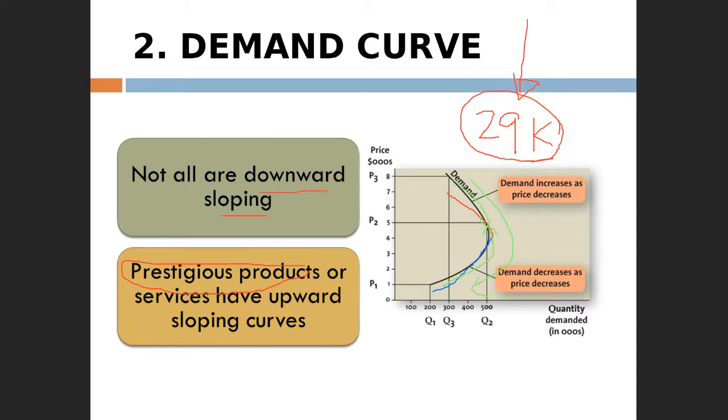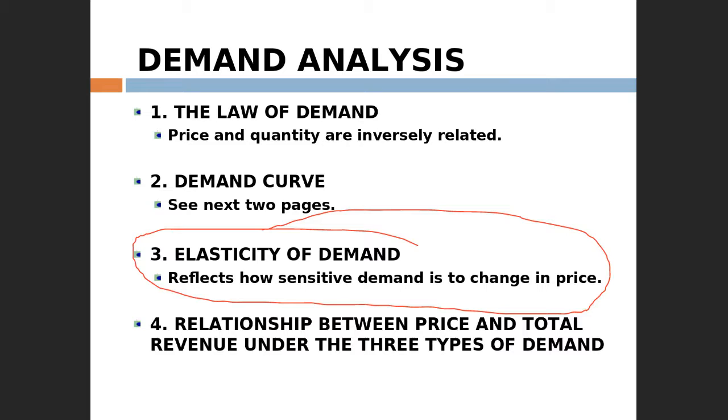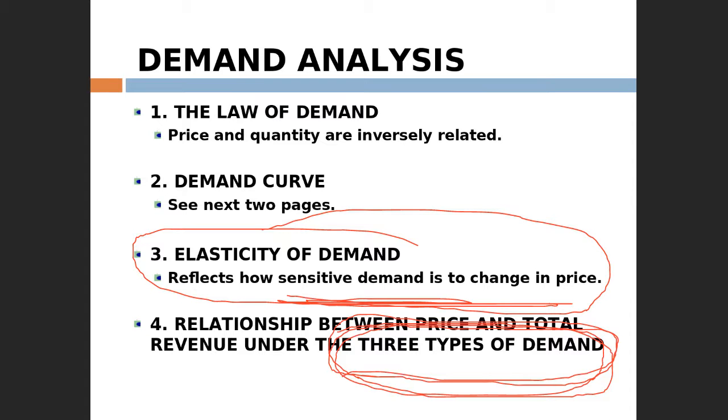Very nice. So now we will move a little backward and then forward. We'll talk about two things. We'll talk about elasticity of demand, which reflects how sensitive demand is to change in the price of a product. And then we'll talk about the relationship between price and total revenue. Why do we need to do that? Because ultimately it affects profits under three types of demand situations. We don't yet know what those three types of demand situations are, but shortly we will know. So let's talk about elasticity of demand, which reflects how sensitive demand is to change in price, and then we'll look at number 4. Are we ready?